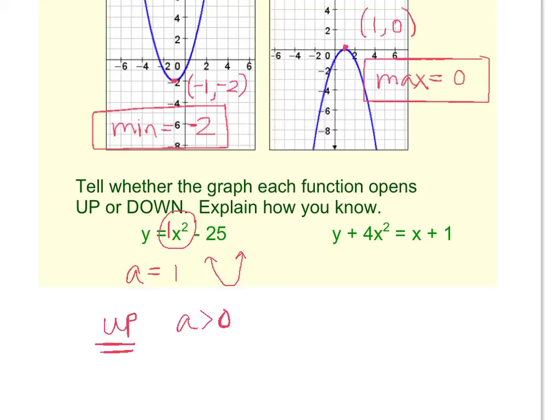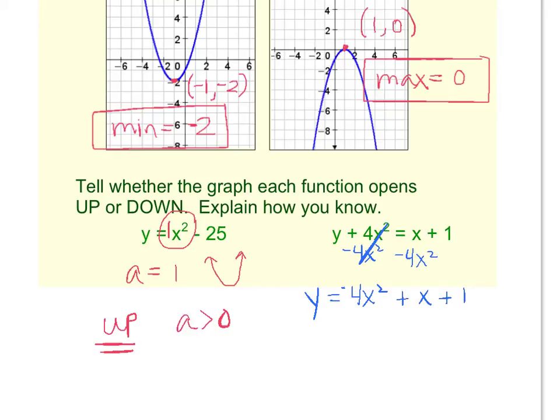This next example is not in standard form. If you notice, we have this plus 4x squared on the same side as the y. So we're going to want to go ahead and solve that for y. We'll subtract 4x squared from both sides. So we have y equals -4x squared plus x plus 1.